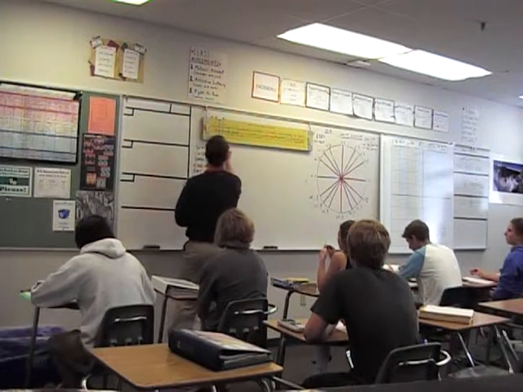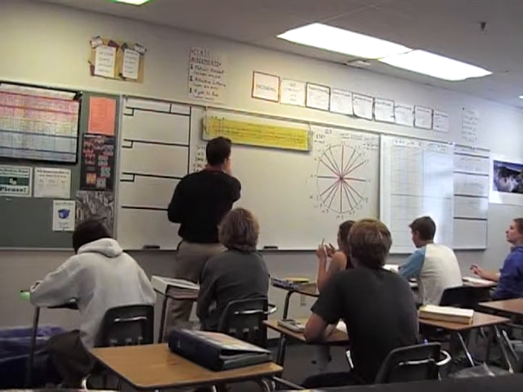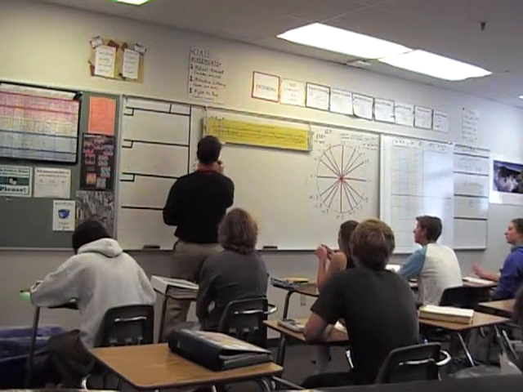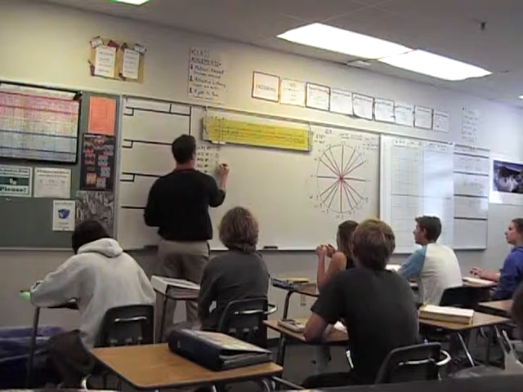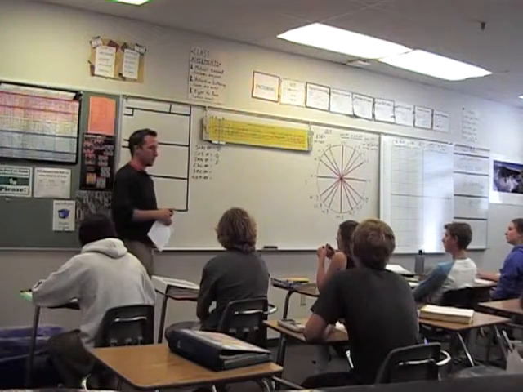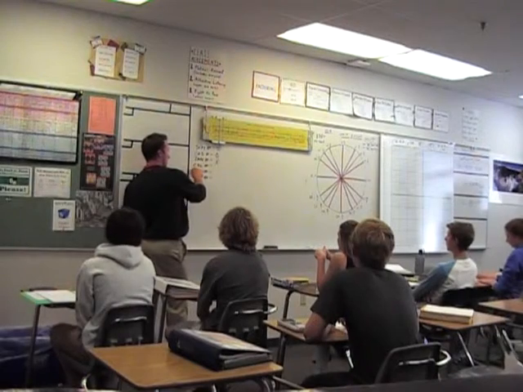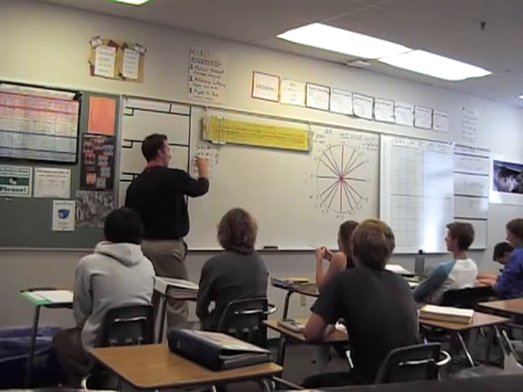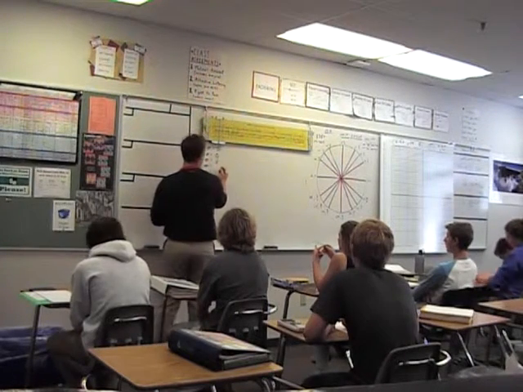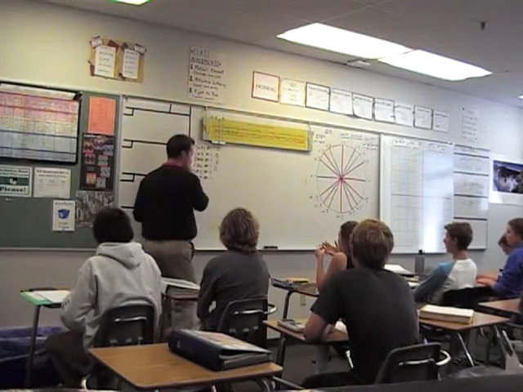So sine is opposite over hypotenuse. Cosine is adjacent over hypotenuse. Tangent is opposite over adjacent. Cosecant, what trig function does that relate to? Sine. Sometimes you see the C and want to relate it with cosine, but the cosecant is related to the sine. Cosecant of theta is the same thing as hypotenuse over opposite.